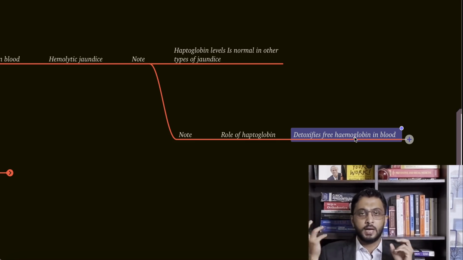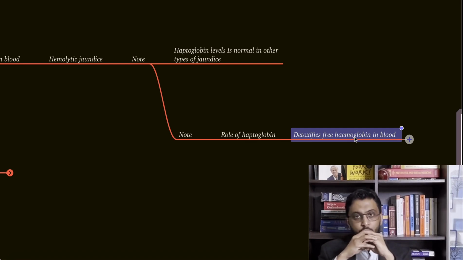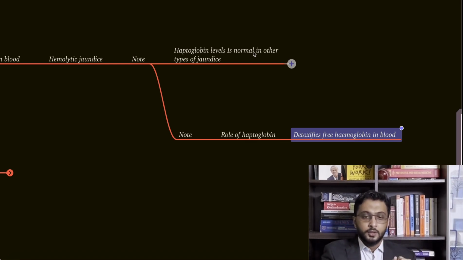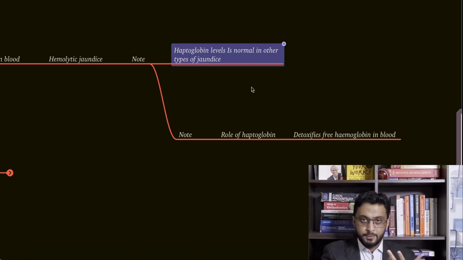Comes down, isn't it? All the haptoglobin which was free is now binding with the free hemoglobin to detoxify. So the level of haptoglobin comes down. Got it? So haptoglobin level is normal in other types of jaundice because there is no free hemoglobin in other types of jaundice.